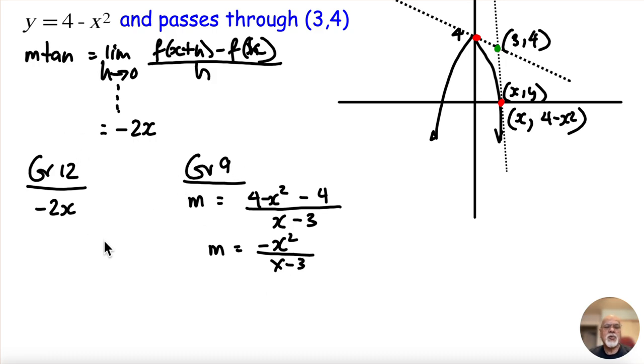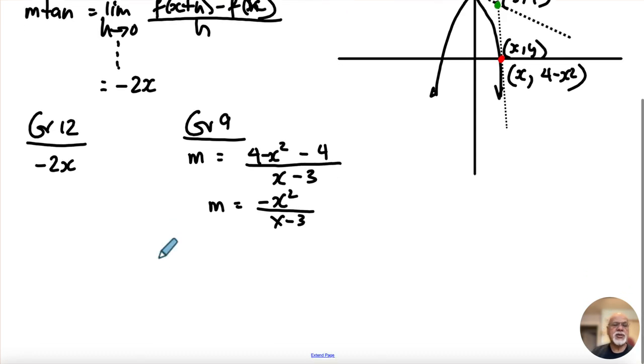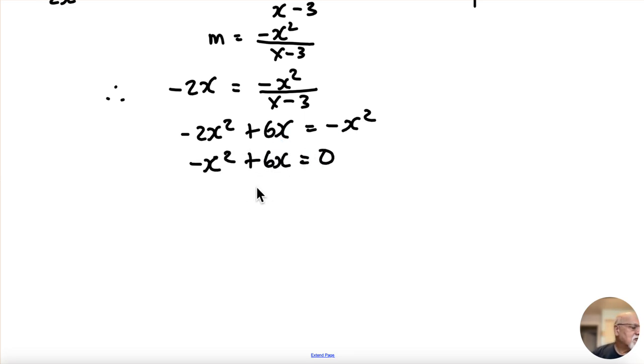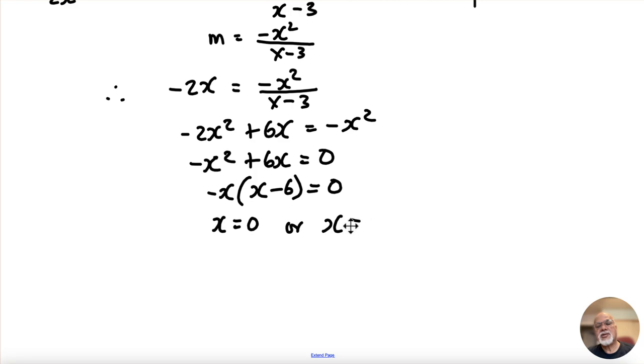Now, given that we've come up with the slope in two different ways, one using calculus and one using the slope formula, these two slopes must agree with each other. And so negative 2x must be equal to negative x squared over x minus 3. It's a matter of when does that happen? Well, if we cross multiply this, we get negative 2x squared plus 6x is equal to negative x squared. Bringing everything to one side, I end up getting minus x squared plus 6x is equal to 0. If I factor out the negative x, I get negative x times (x minus 6) equal to 0. And so now you see the two solutions: either x is equal to 0 or x is equal to 6.